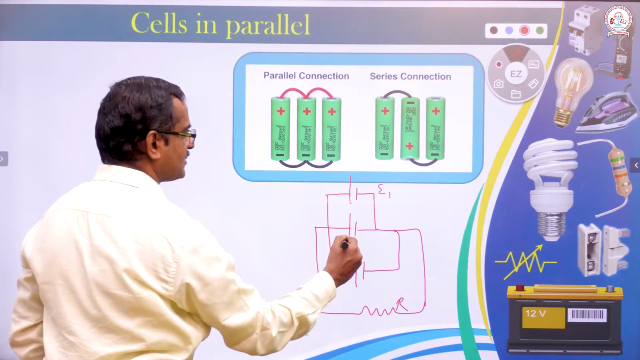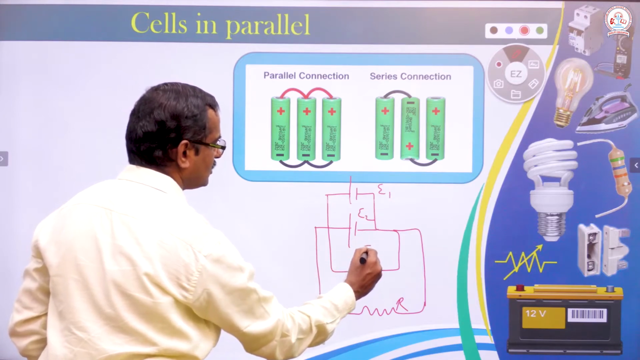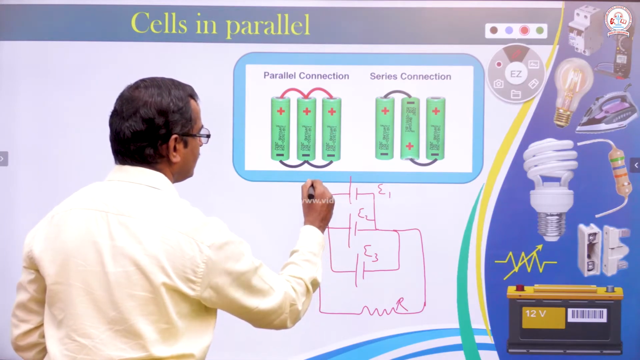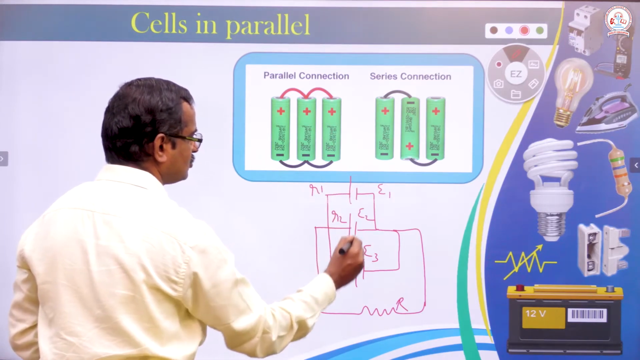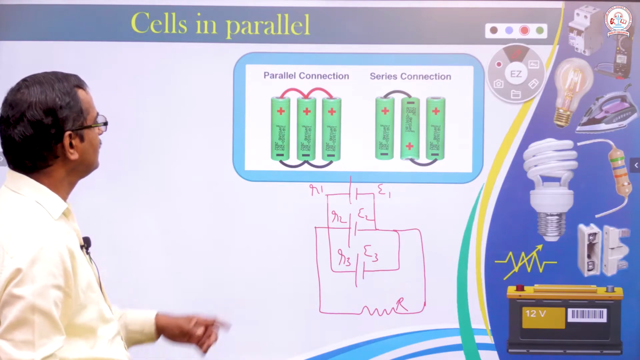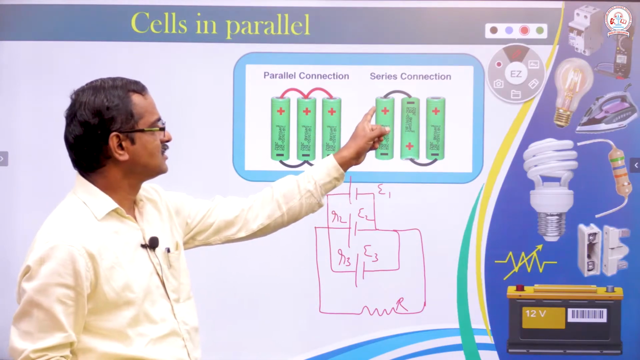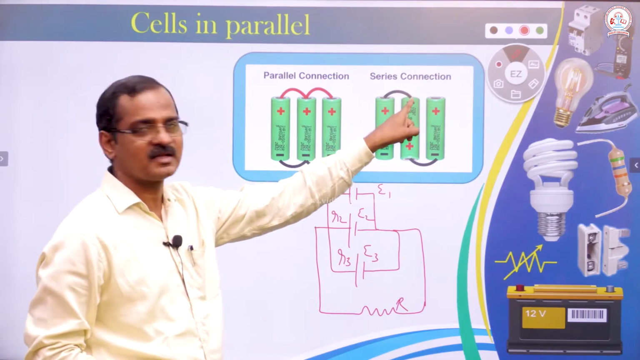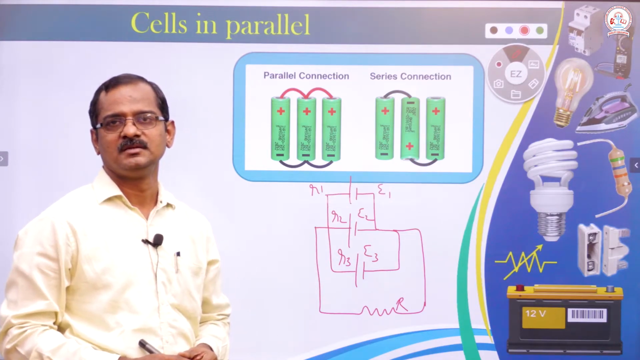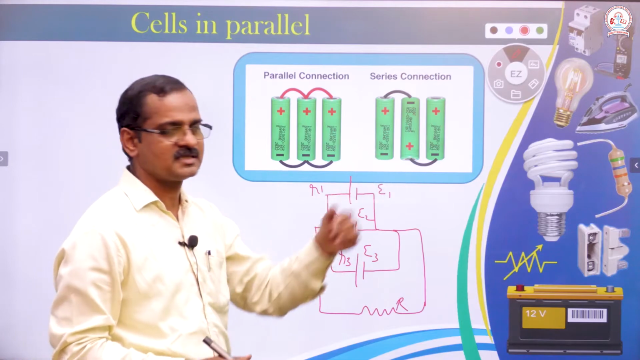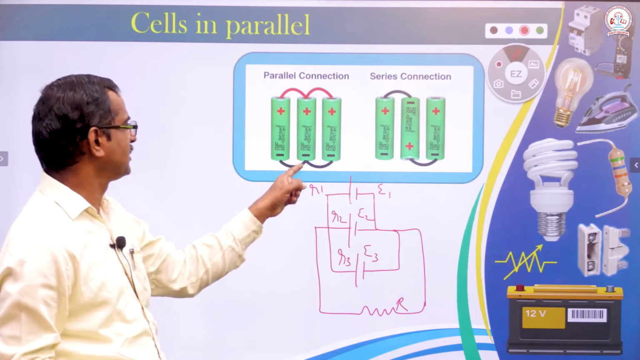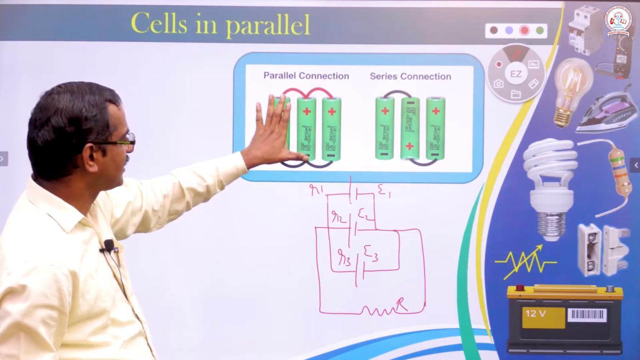Let the EMF here be epsilon 1, here the EMF is epsilon 2, here the EMF is epsilon 3. The internal resistance of the first cell is R1, of the second cell is R2, and of the third cell is R3. See, in case of series connection, the positive of one cell is connected to the negative of another cell, and the positive of the second cell is connected to the negative of the third cell. That's how the connection is made for series connection. Whereas for parallel connection, you see positive to positive, negative to negative.